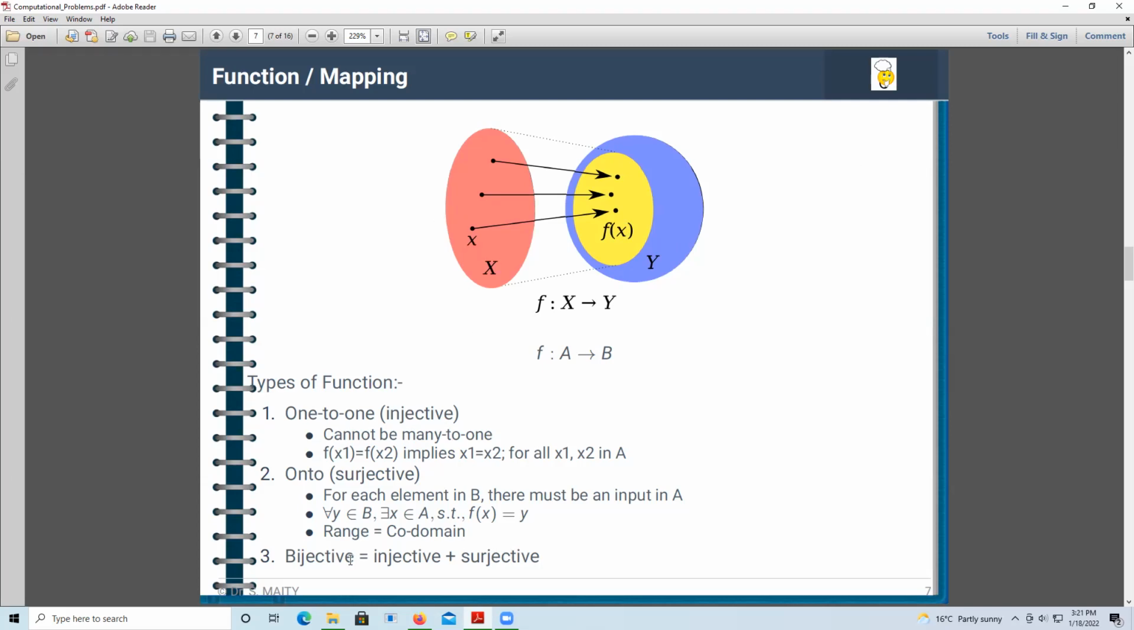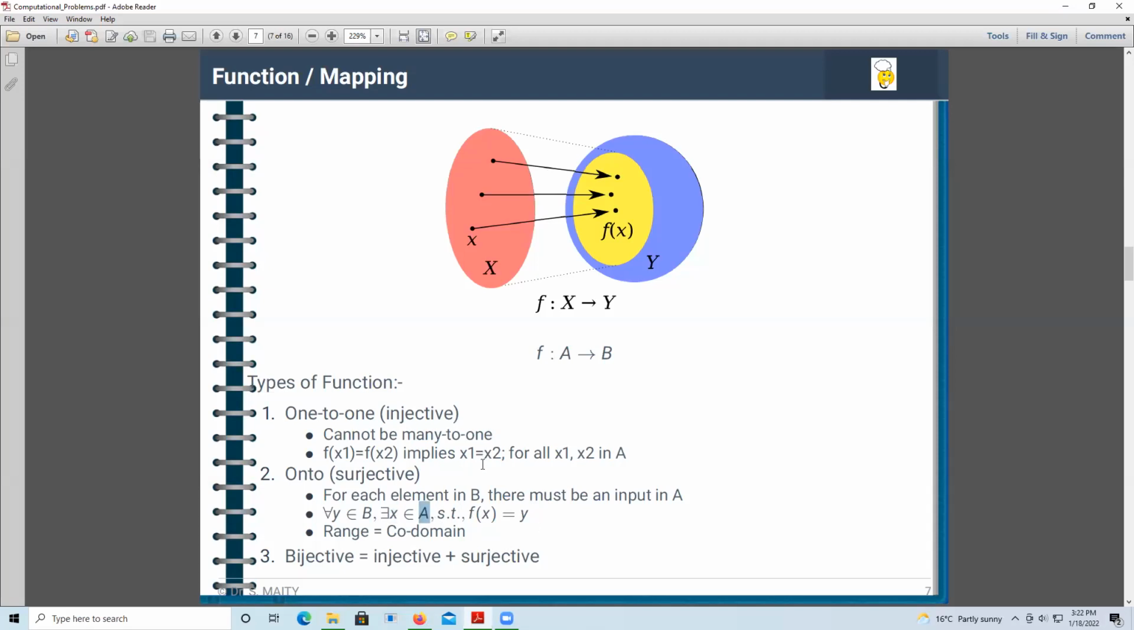In mathematical language, you can define it in this way. For all y in B, B meaning this set, A meaning this set, for all y in B, there exists an x in A such that f(x) is equal to y. Meaning when you give x as the input to the function, it produces y as the output. There must be one such element x in A.